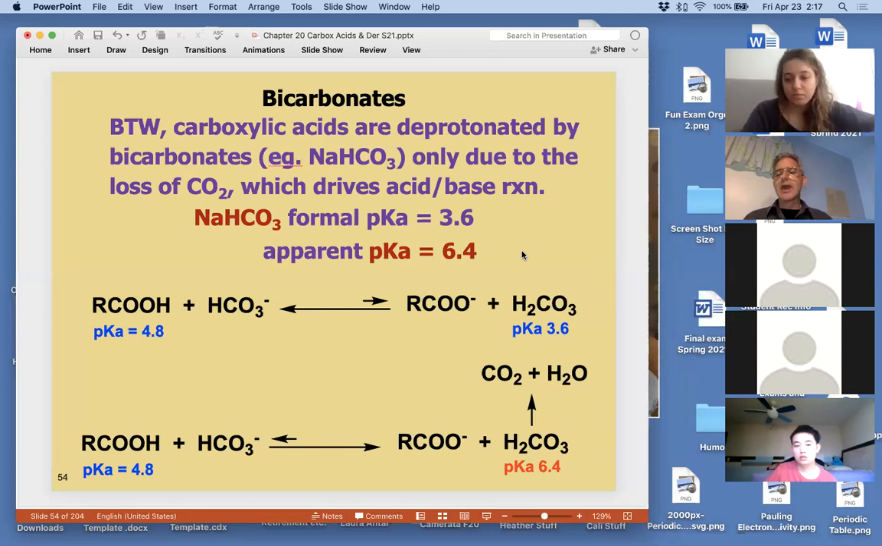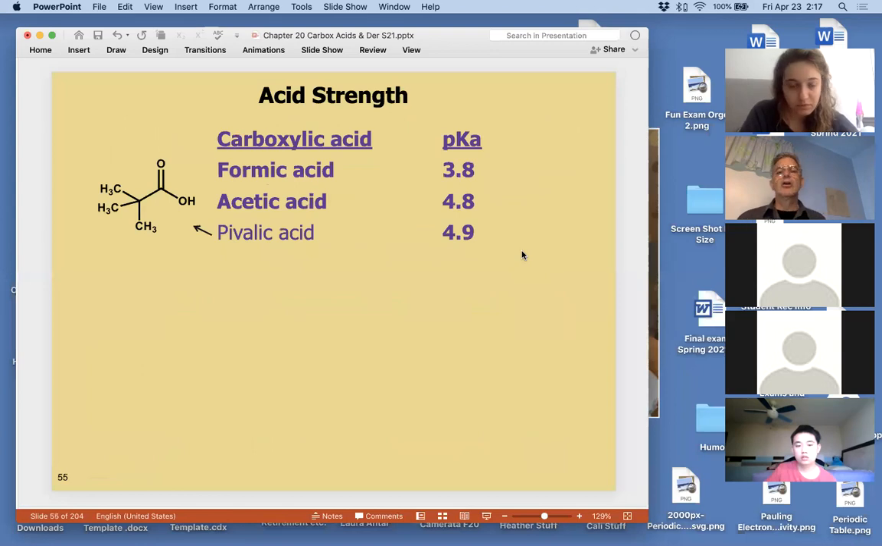Yeah, the pKa acts like it's much higher because of the loss of carbon dioxide. Okay. So formic acid is a stronger acid because it's better solvated. I don't know if that's in the literature, but I'm convinced of it.